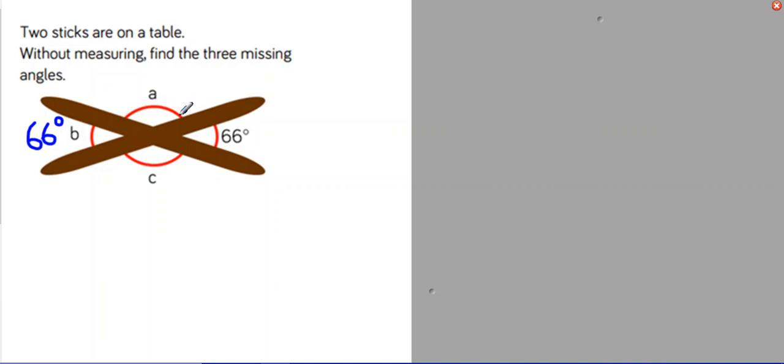So what you need to do now is subtract 66 and 66 from 360. And then because A and C are the same, you would divide that answer by 2. Pause the video now and have a go.